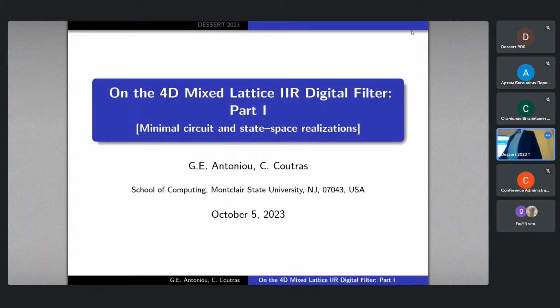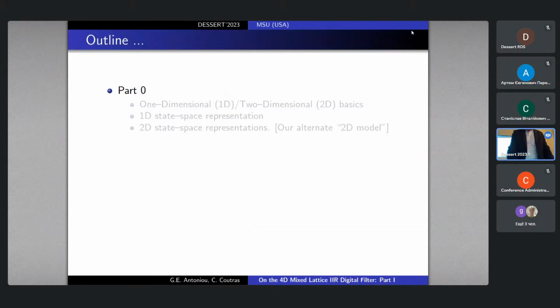Hello. I welcome all of you to Athens. My presentation is about filters. Okay, the first part, part 0, we're going to see a review. What is this? And the required background for that.